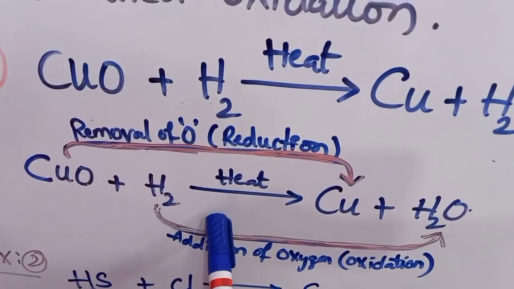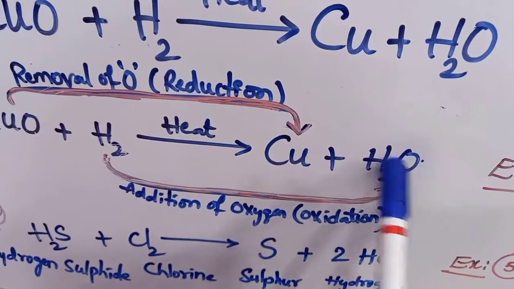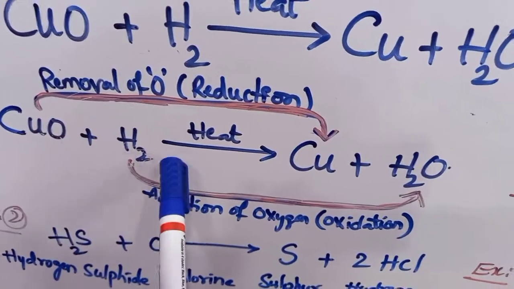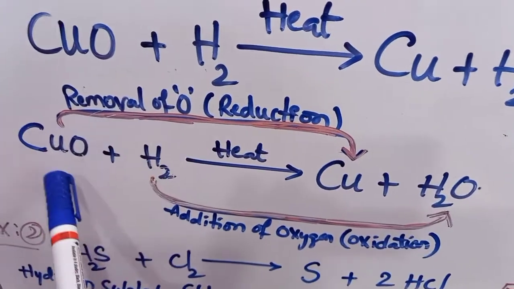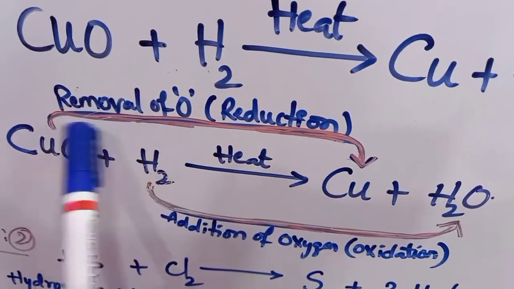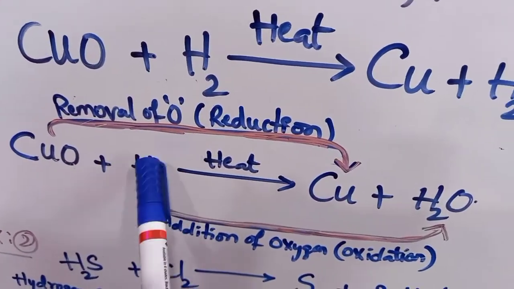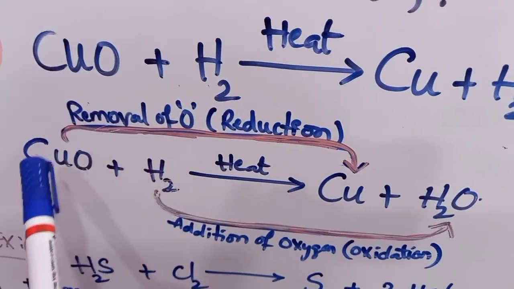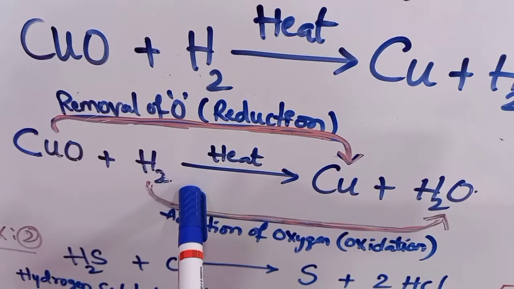In a similar way, the hydrogen is undergoing oxidation by taking oxygen from copper oxide. Hydrogen itself is undergoing oxidation and it is making copper oxide undergo reduction. This hydrogen is helping copper oxide to undergo reduction. So this H2 molecule itself is undergoing oxidation and it is reducing the other substance. Hence this hydrogen is called a reducing agent.